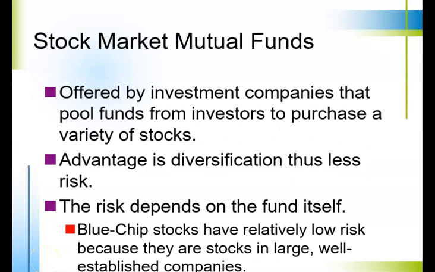Stock market mutual funds are offered by investment companies that pool funds from investors to purchase a variety of stocks. The big advantage is diversification, and the risk of the fund depends on what the fund is investing in. So a fund that is investing in blue chip stocks would be relatively low risk because blue chip stocks are stocks of large, well-established companies.